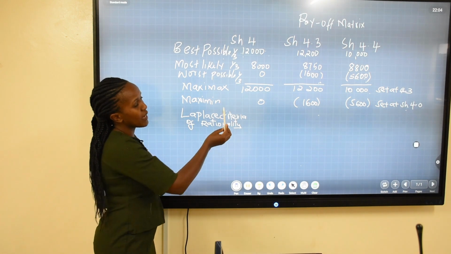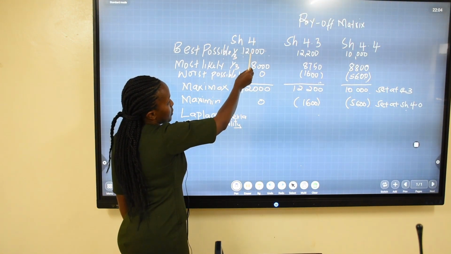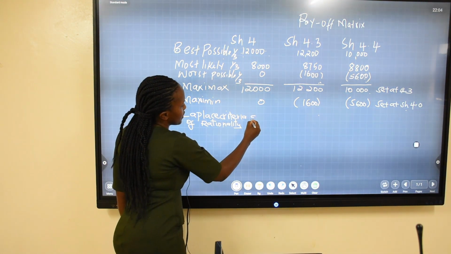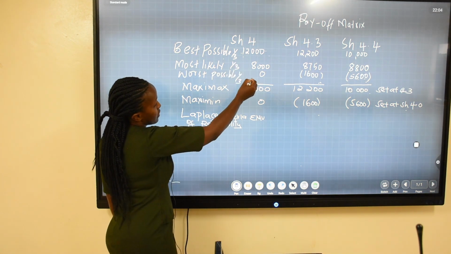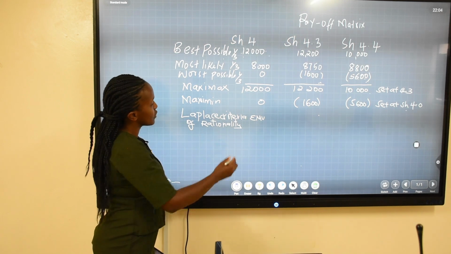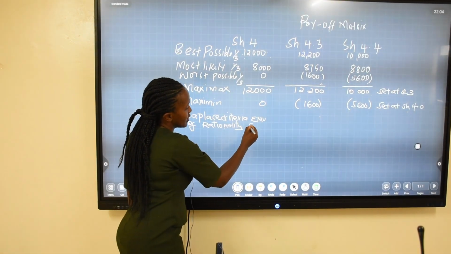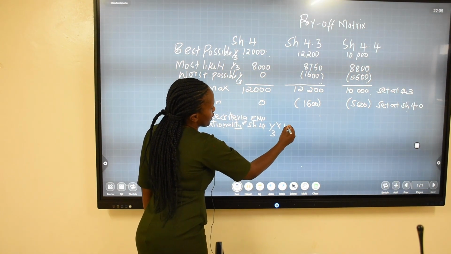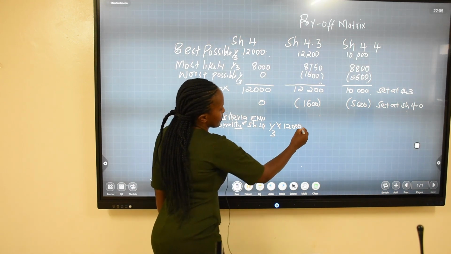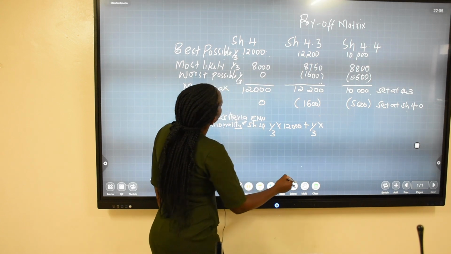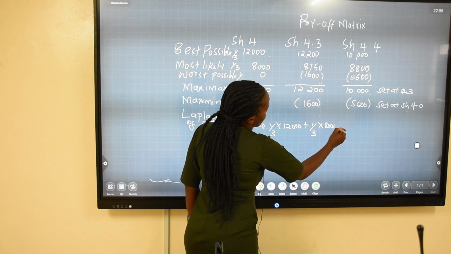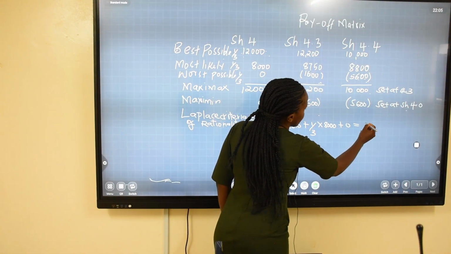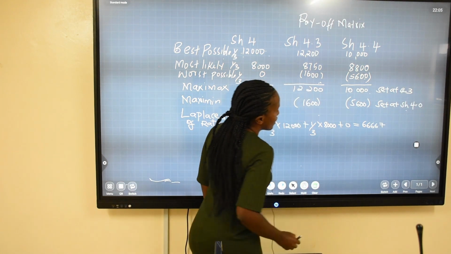So what do we do? We are going to multiply the payoff with the probability, and then we get what you call the expected monetary value, EMV. For shillings 4, we are going to say a third multiplied by 12,000 plus a third multiplied by 8,000 plus 0. Of course, a third times 0 is 0. So this one is going to give us 6,666.7.